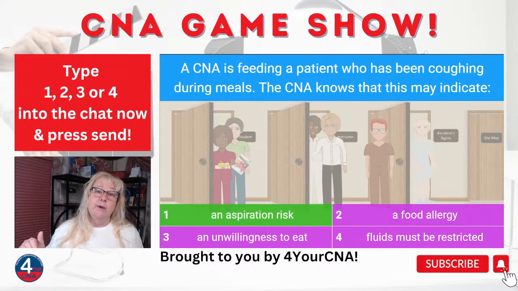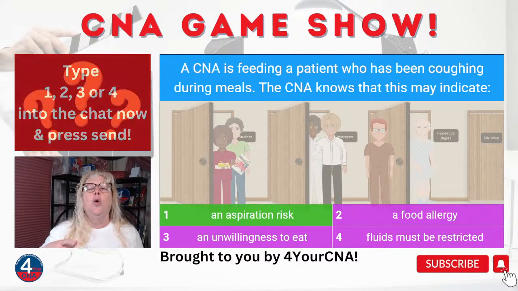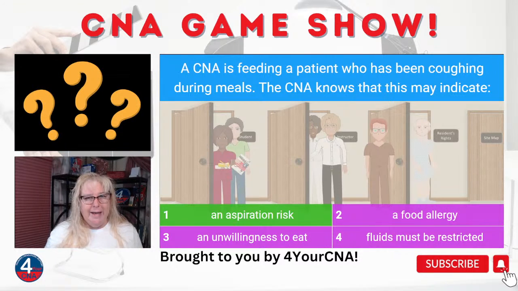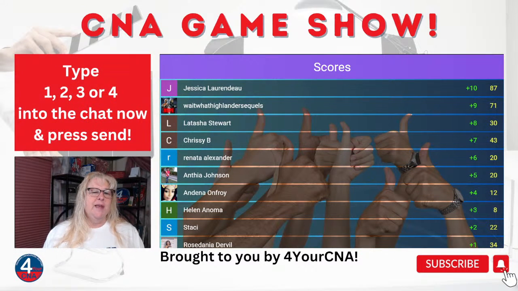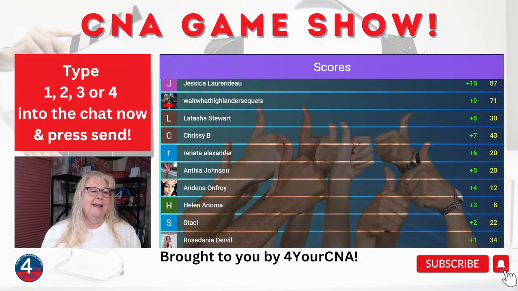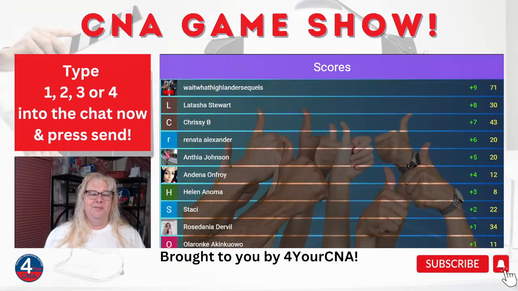So anytime a patient begins coughing while you're feeding them, it always has to be assessed by the nurse. So you would stop feeding this patient because they're an aspiration risk and get the nurse for further evaluation. So Jessica came in first on that one, followed by Wait and Latasha. Good job.